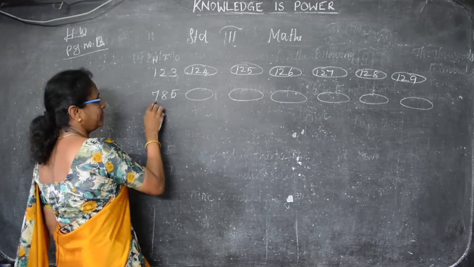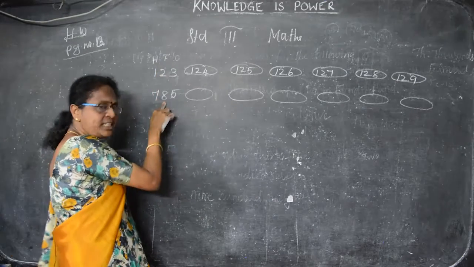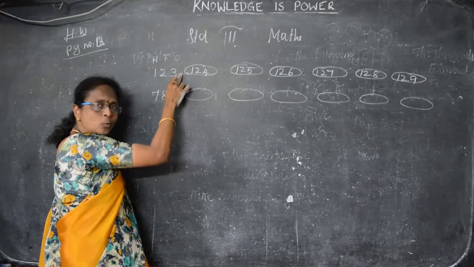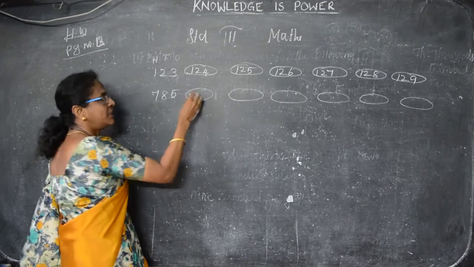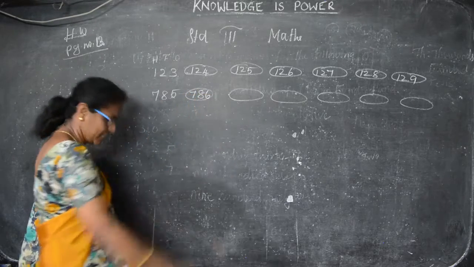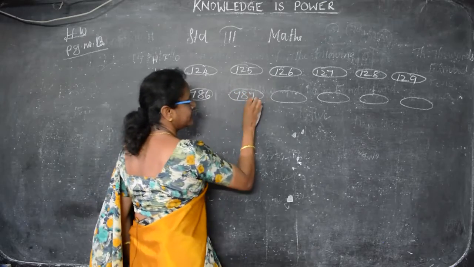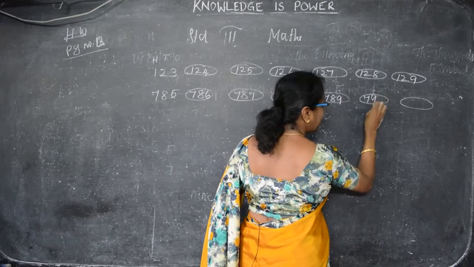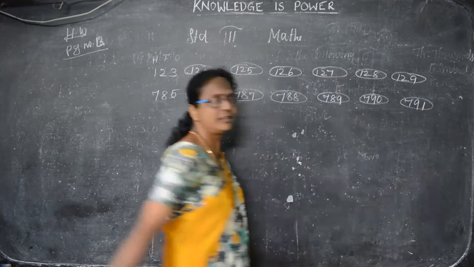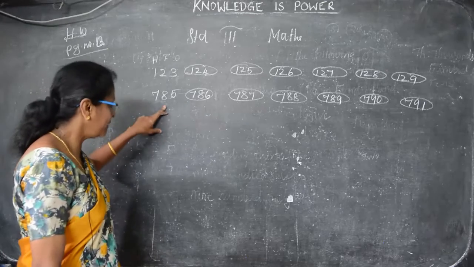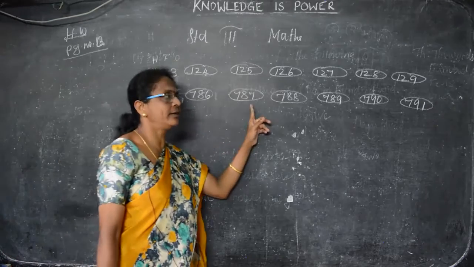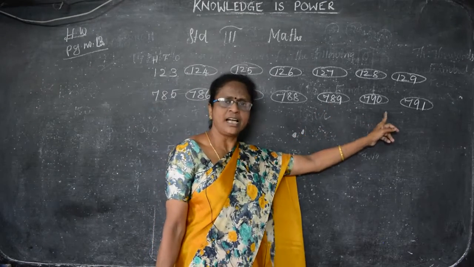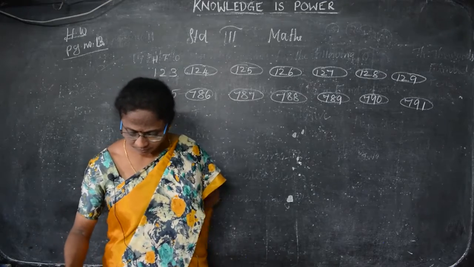Okay. Now same thing. 700, 8 tens are 80, and 5 ones is 5. Okay, children. 700, 8 tens, and 5 ones. So 785. After 785, 786, 787, 788, 789, 790, 791. Okay, listen carefully. 785, 786, 787, 788, 789, 790, and 791.